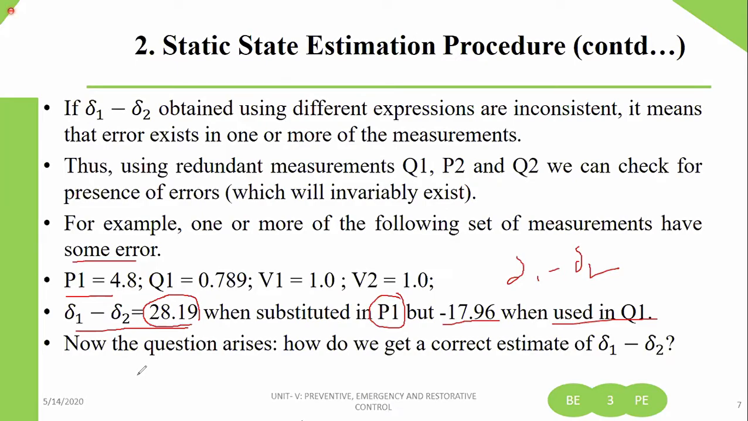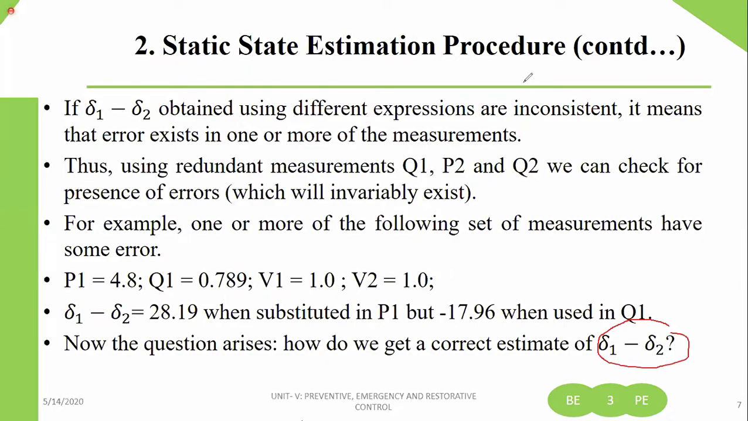So then you have to know that we have made some error in the measurement of P1, Q1, and P2, Q2, or V1 and V2, which means we have not recorded the data properly, or your instrument has some fault. You have to know that. Then in such a case, this question will arise: how do we get the correct estimate of del 1 minus del 2?